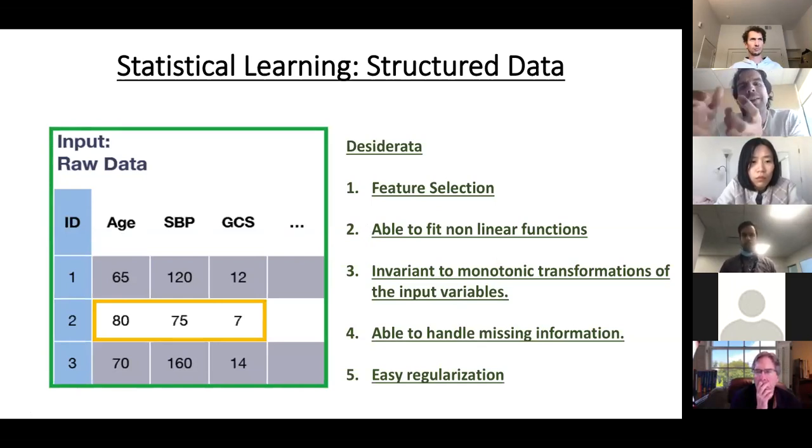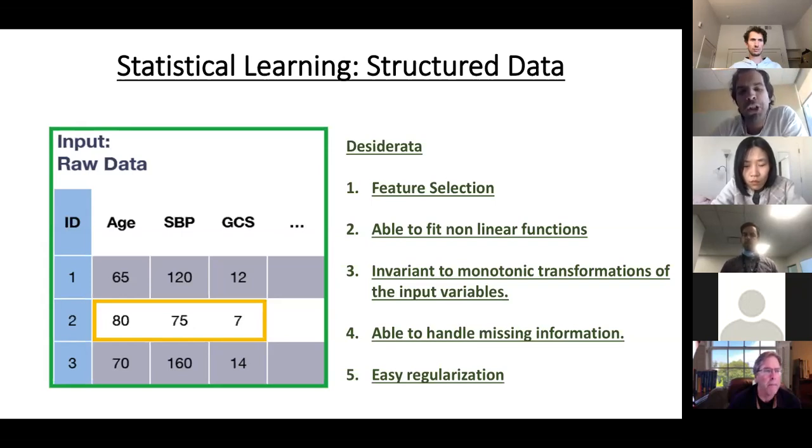So there, the statistical characteristics of the algorithm matter a little bit more, because you're saying that there's no information to be gained from the structure of the way that you got the information. So here certain other characteristics matter more, like, is the algorithm performing feature selection? Is it able to fit nonlinear functions? Is it invariant to monotonic transformations of the initial variables? Or is it able to automatically handle the missing information? And how easy is it to regularize them?